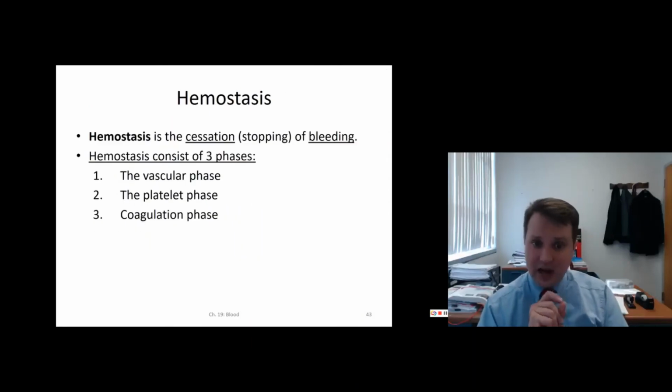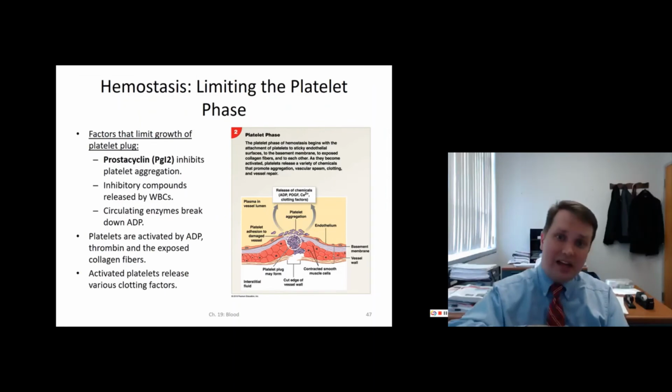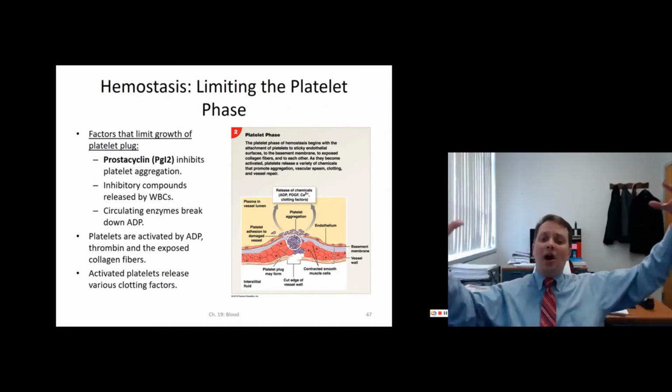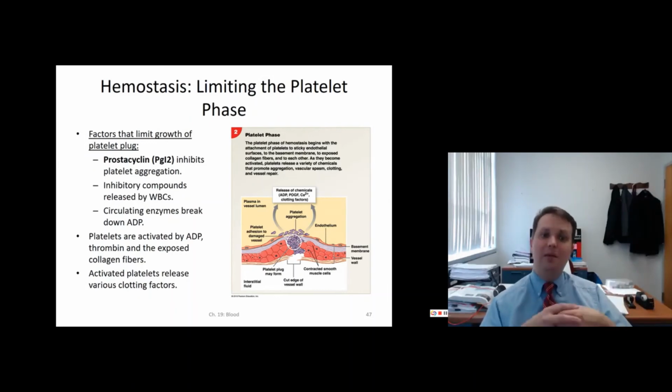Okay? So now we've potentially formed a platelet plug to prevent the bleeding. Now, we don't want the whole body to turn into one giant clot. So there is a prostaglandin called prostacyclin, PGI2, that inhibits the amount of platelets. It becomes inhibitory from your white blood cells to help keep the platelet from spreading too much.